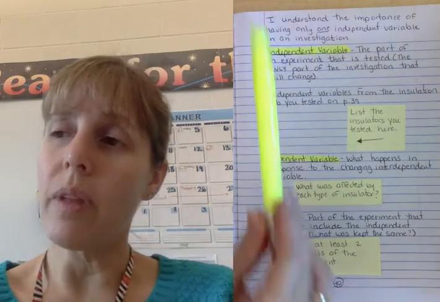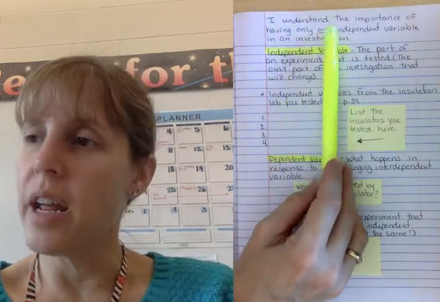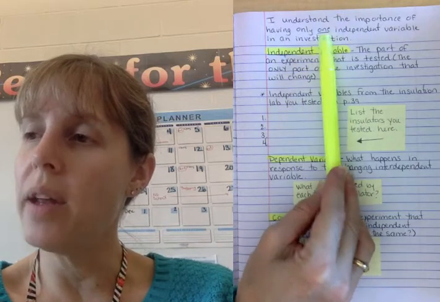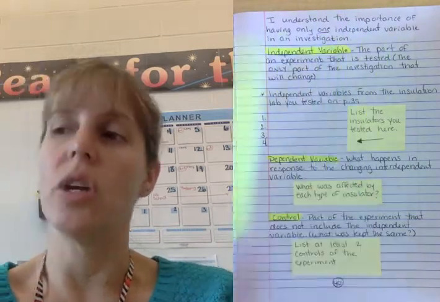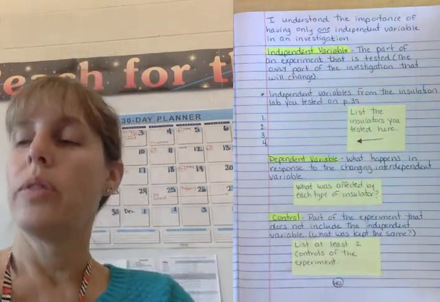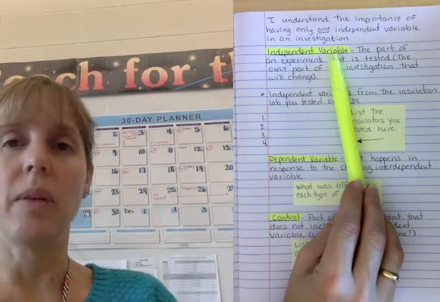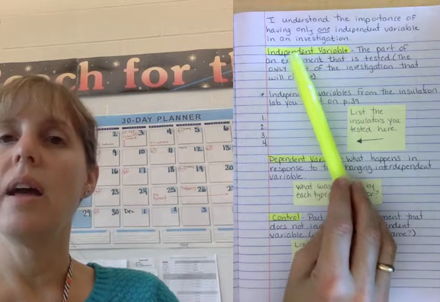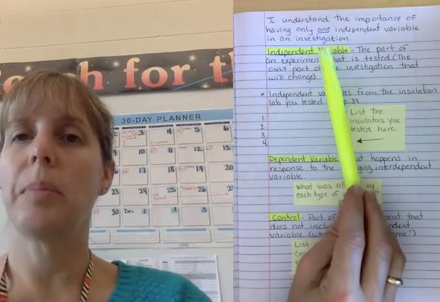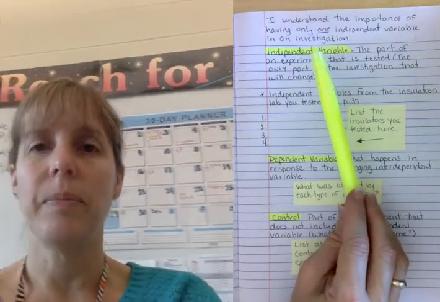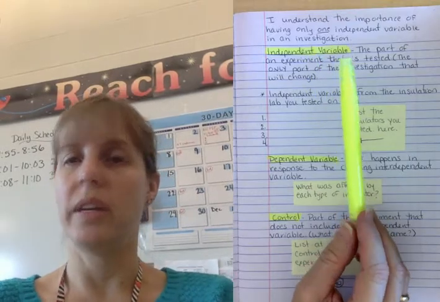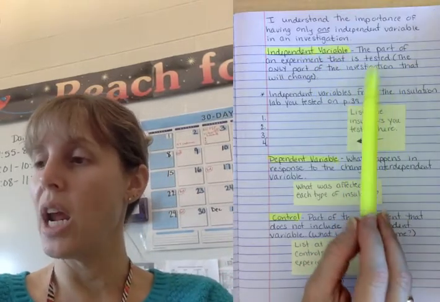So our learning target today is I understand the importance of having only one independent variable in an investigation. So the key term that we're going to look at right now is independent variable. Say it with me. Independent variable. It's the part of an experiment that's tested, the only part of the experiment that actually changes.